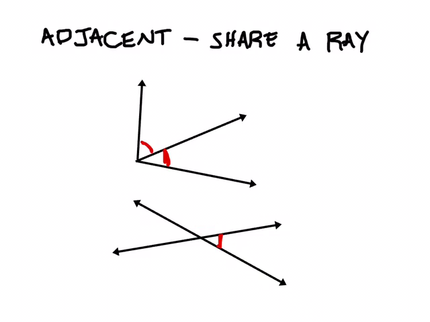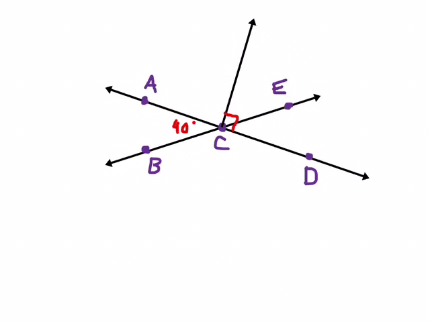There are also some angles that aren't adjacent. For example, the small angle there is not adjacent with this one because they share no ray. They touch at the vertex, but that does not make them adjacent. They have to share a ray to be adjacent.